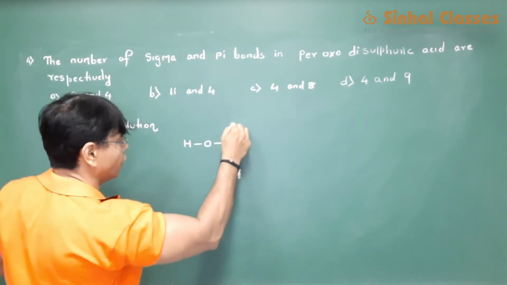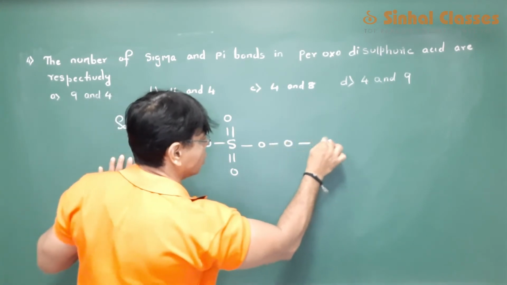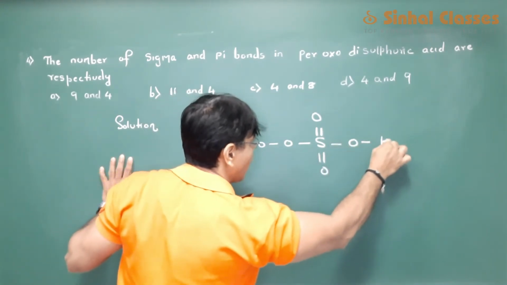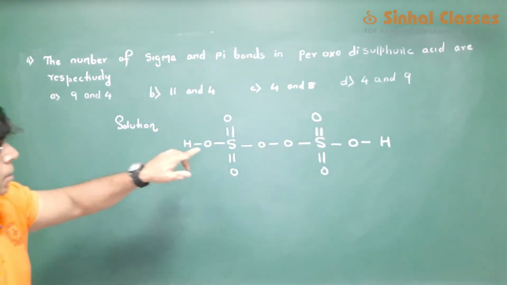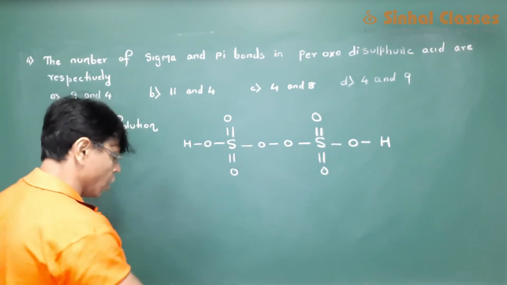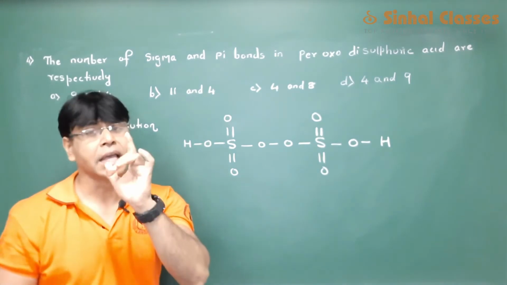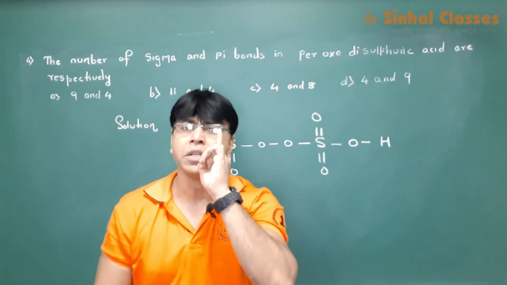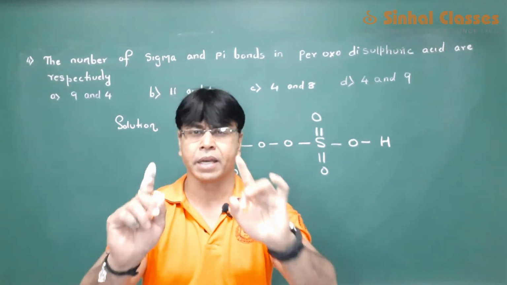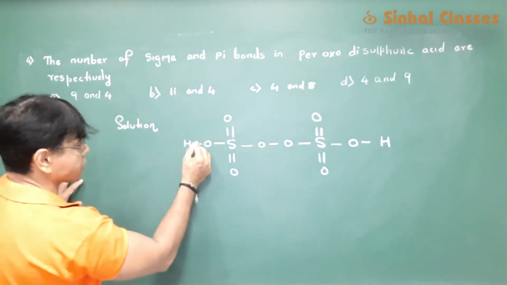HO sulfur with double bond O, sulfur, double bond O, OH. Now look at this. This is the structure of peroxodisulfuric acid. Now let us count the number of sigma bonds. What did I say? There can be only one sigma bond between two atoms. Between two atoms, the first bond is always sigma, and that is only one bond, which is sigma. Now this is a sigma bond.